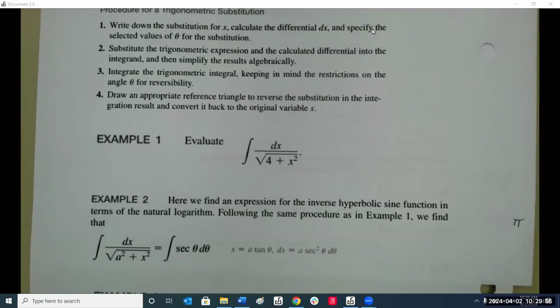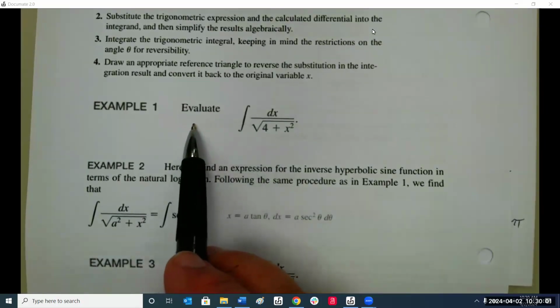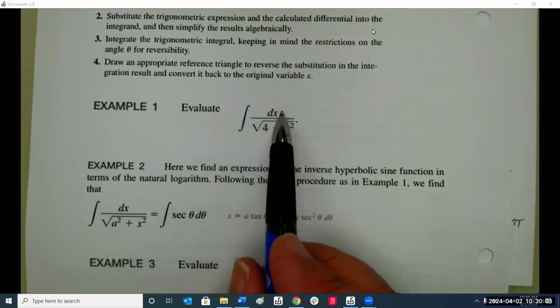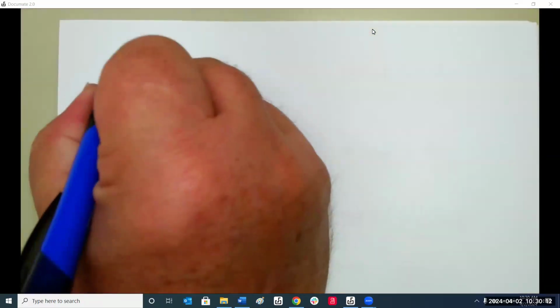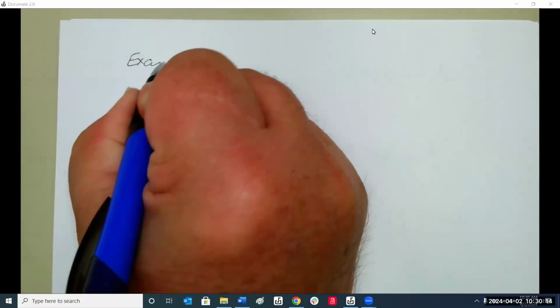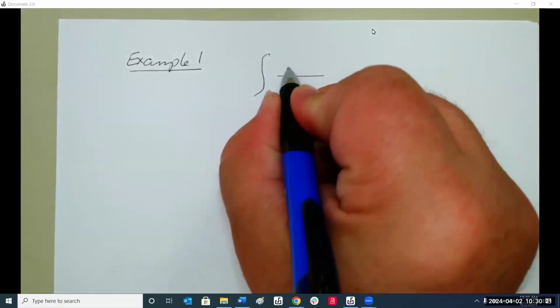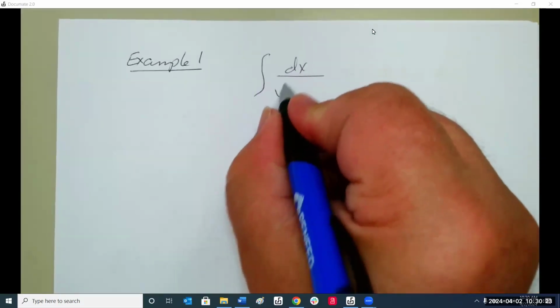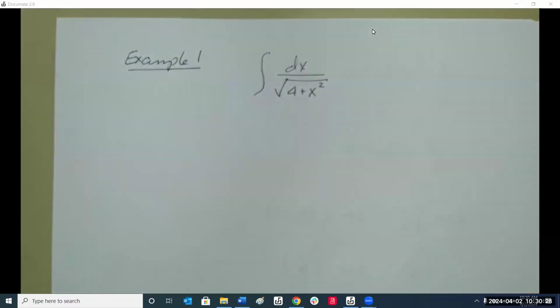All right. So the first one. Evaluate the integral of dx over the square root of 4 plus x squared. Example 1. The integral, dx over the square root of 4 plus x squared.